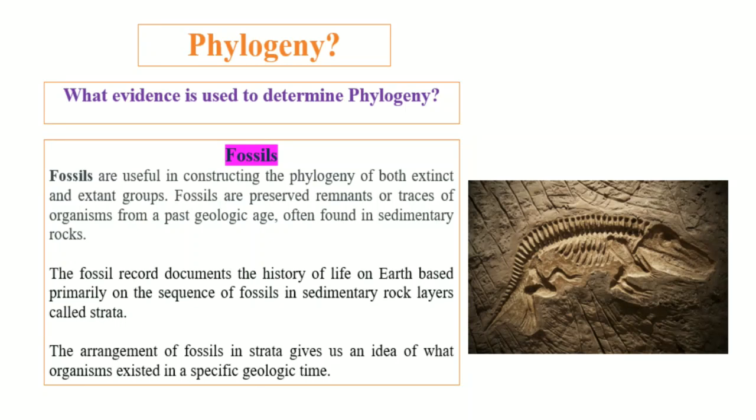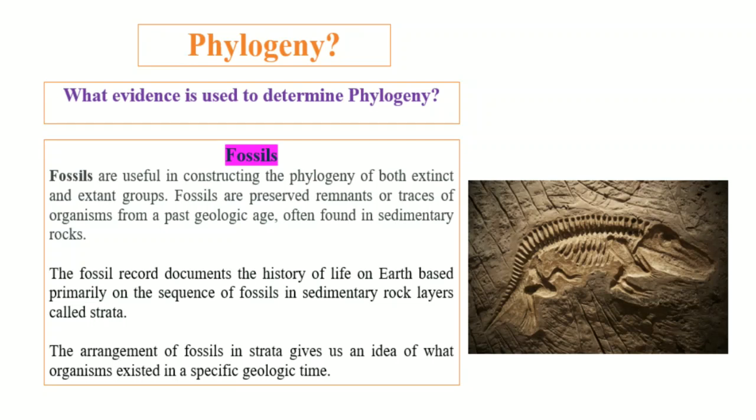So first of all, fossils. Fossils have been traditionally used for a very long period of time to depict the phylogeny of different groups of organisms. So what are fossils? Fossils are basically the remains or traces of organisms that existed in the remote past. So fossils are basically present in the sedimentary rocks and in the form of layers known as strata.